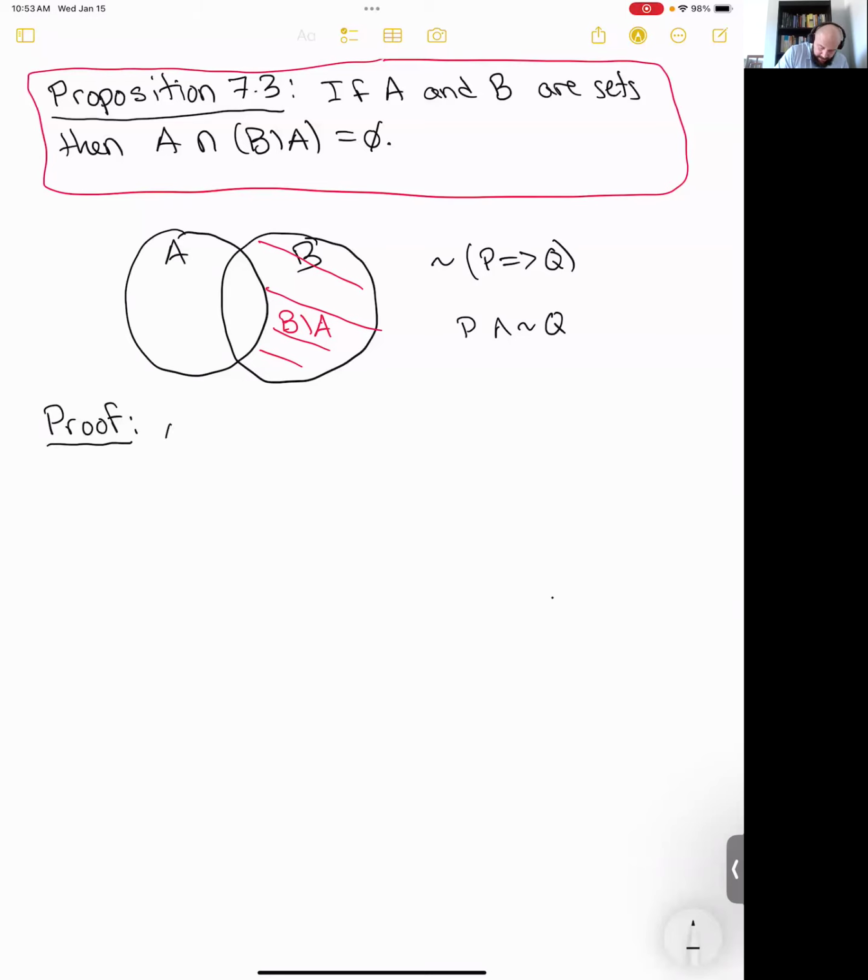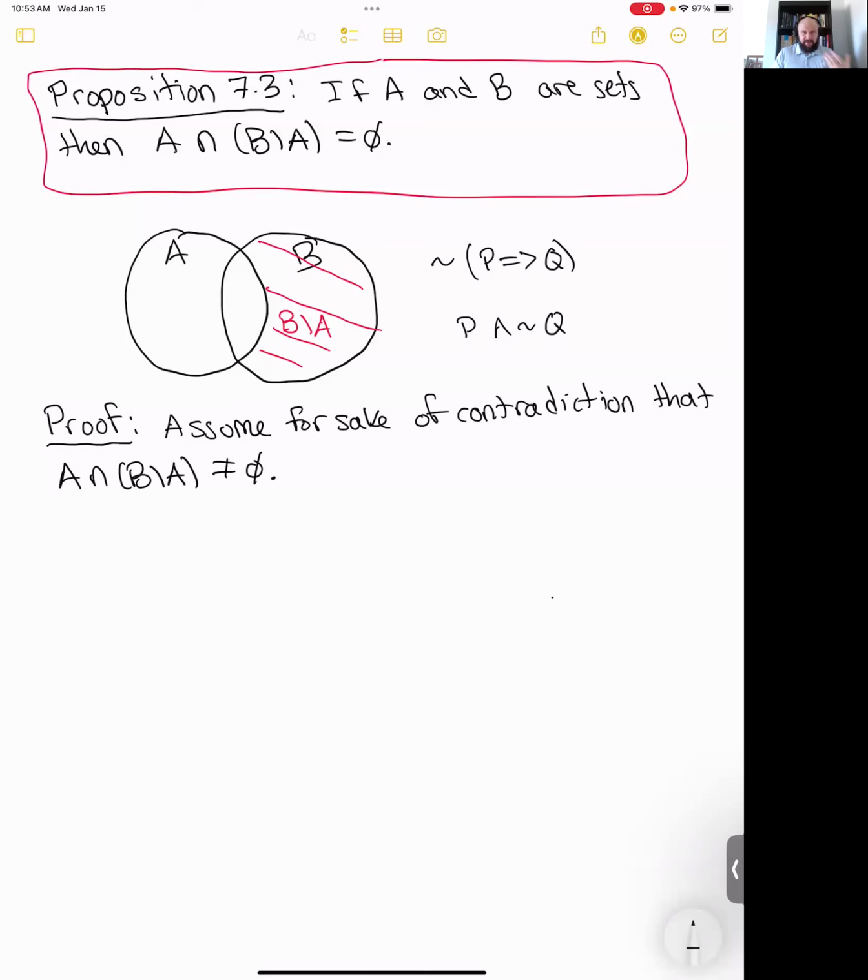So assume, for sake of contradiction, that (A intersect (B set minus A)) is not equal to the empty set. Notice I don't even restate that A and B are sets because it's so natural to the setting that I don't feel like I need to say it again, though you could if you want. But what we do need to assume is the opposite of Q, which in this case is that (A intersect (B set minus A)) is not equal to the empty set. So what does that mean, right?